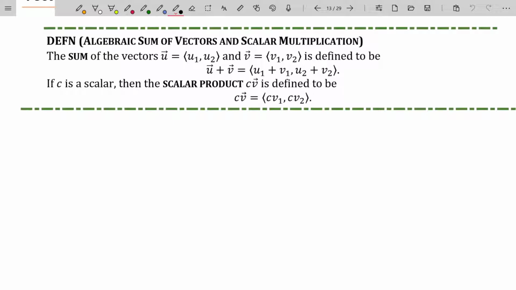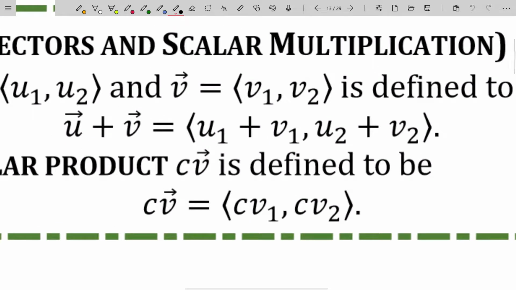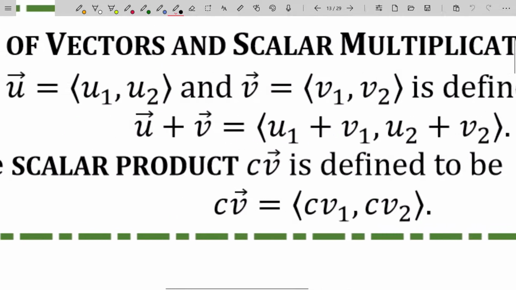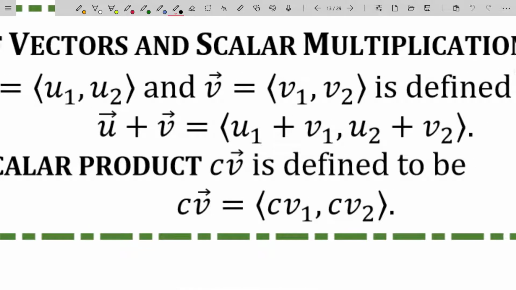Now, algebraically, the sum of two vectors, u and v in this case is what we're calling them, is just the sum of their components, the vector containing the sum of their components. So if u, the vector u is u1 comma u2, and the vector v is v1 comma v2, we're going to define the sum of the vectors u and v to be u1 plus v1 and u2 plus v2. That's the second component, u2 plus v2.